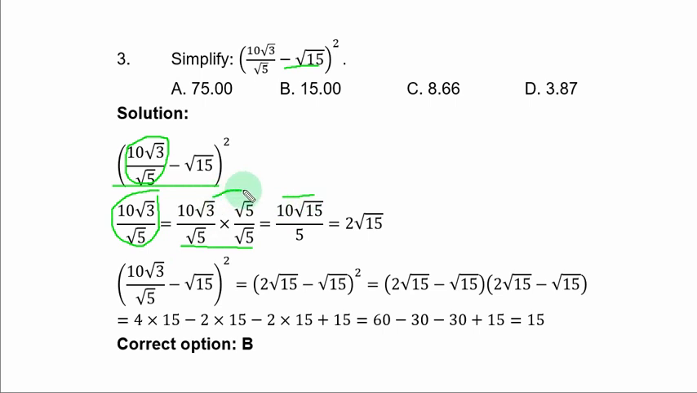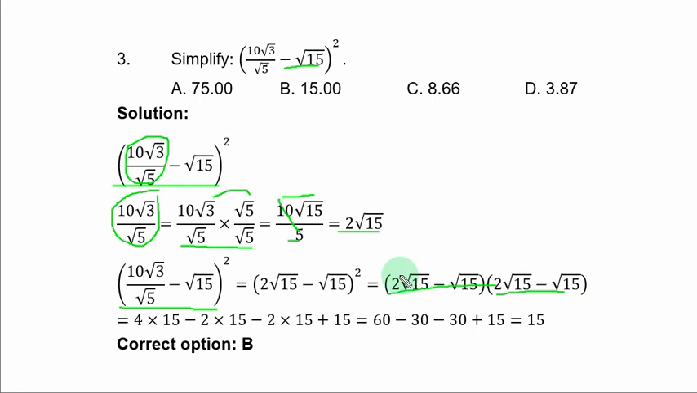Different surds can be multiplied. Root 5 times root 5 is 5. If you divide 10 by 5, you have 2 root 15. So this is the whole problem, and let's replace the first term with 2 root 15. So you have bracket open, 2 root 15 minus root 15, bracket close, squared. Now because of the square, we have to write that term twice and expand.